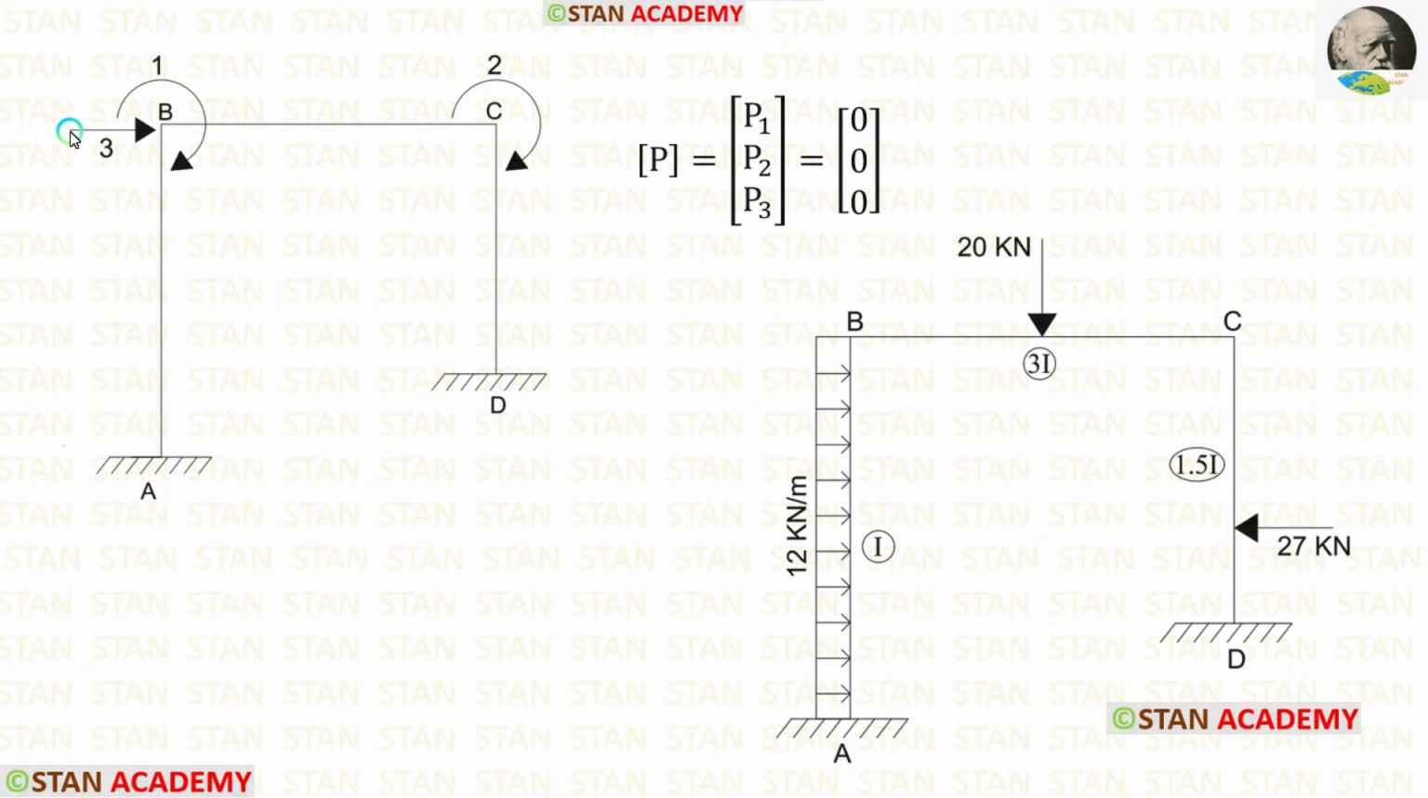The third coordinate is the sway. To find P3, we have to look at the points B and C whether there are any horizontal loads. In the points B and C, there are no horizontal loads. So P3 will be 0.